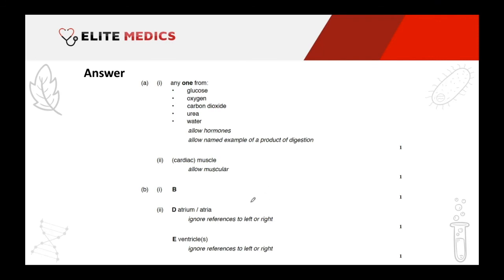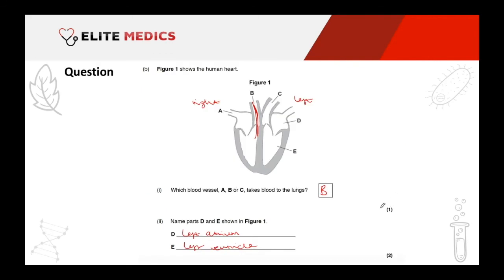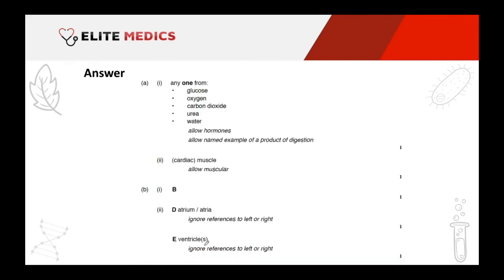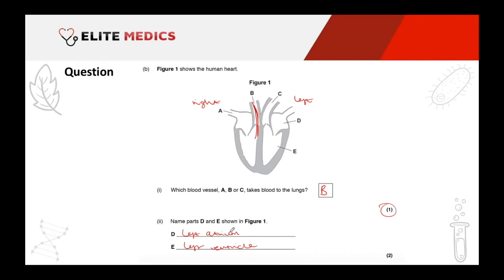So we're on part B. Part 1 is B. Again, 1 mark. And D and E: D is atrium and E is ventricle. It says ignore references to left or right, so you don't even need to be that specific and put left, but you would still get the mark because you put atrium and ventricle. Yeah, okay.